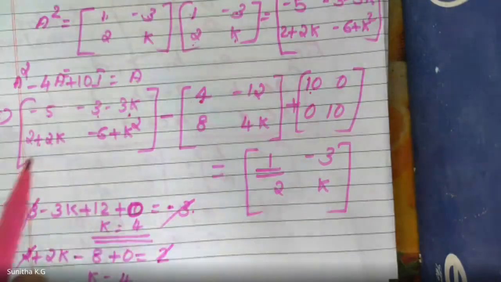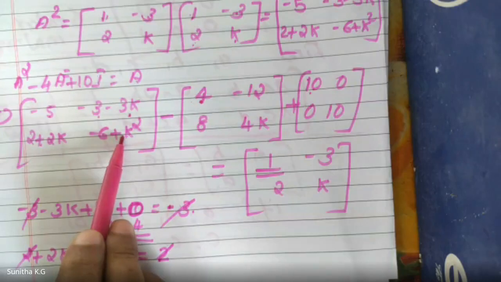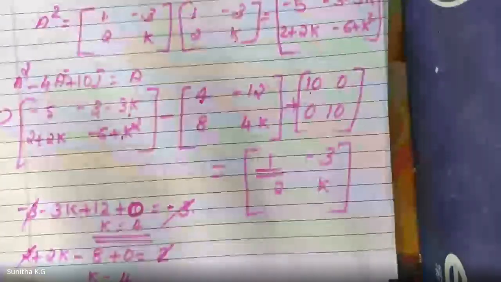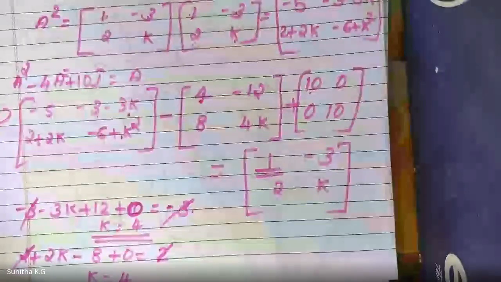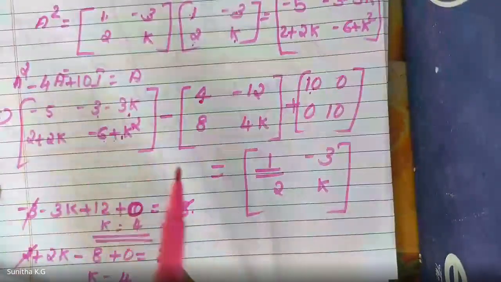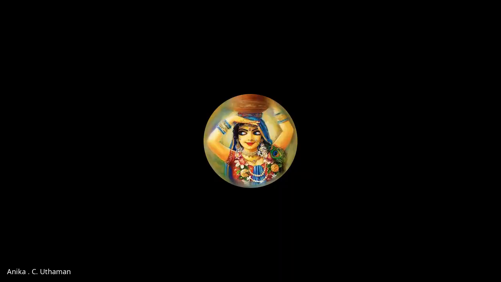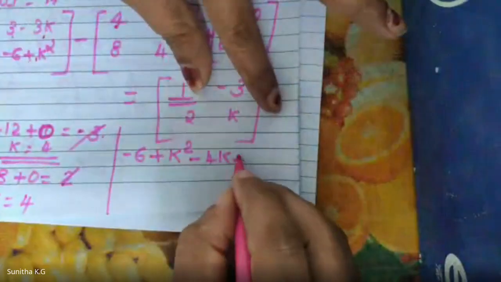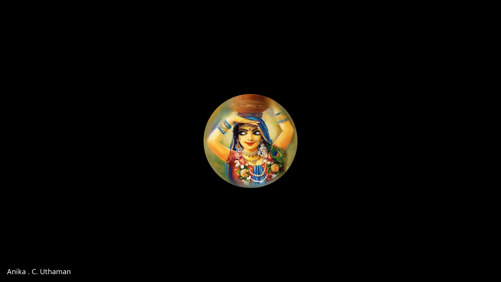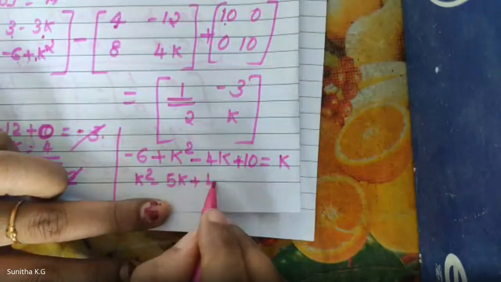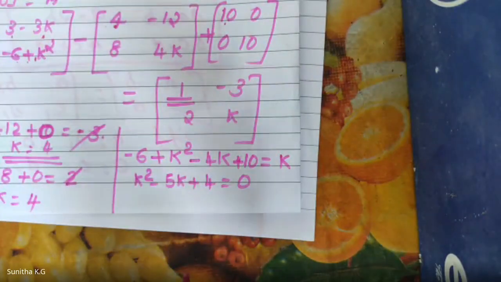And when we solve this one, clearly we know that it represents a polynomial of degree 2. Then we will get the values for k. How many values for k will we obtain? 2 values. Then we can check which value we have to accept for k. Then substitute. Minus 6 plus k square, plus k square, 4k minus 8 minus 4k plus 10 equal to 0. When we simplify this, what do we get? That is k square minus 5k plus 4 equal to 0. Correct? Yes, teacher.